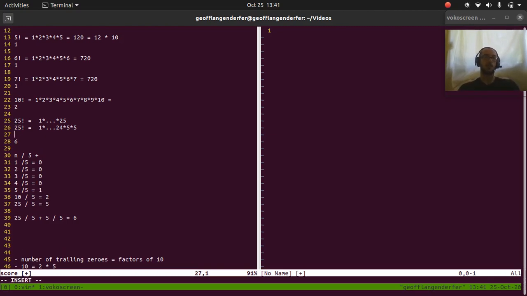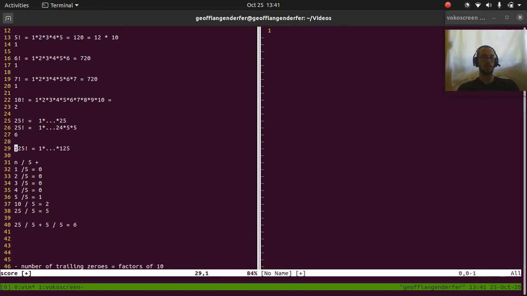So 125 factorial. 125 factorial equals 1 times a bunch of numbers times 125. All right, let's move this down there. And 125 equals 5 times 5 times 5, so there's 3 numbers there. If we divide by 5, we grab the first 5, but then there's 2 remaining. So how do we get the 2 remaining?